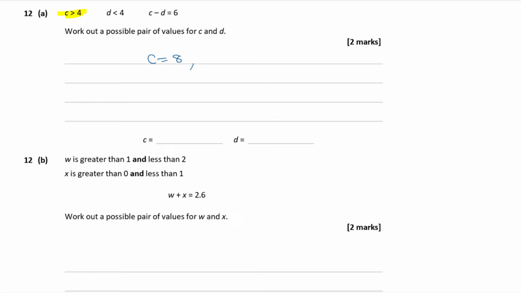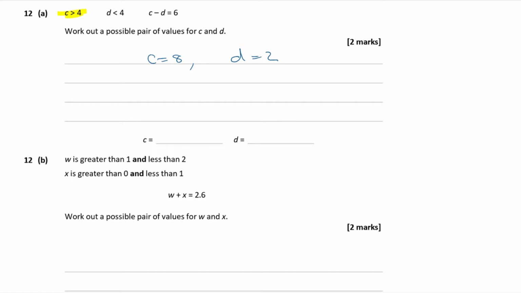Okay, and then c minus d would be 6. So 8 take away what would be 6? It would be 2, wouldn't it? So d could be 2. So if I've got c is equal to 8 and d is equal to 2, it meets both those conditions. C is bigger than 4 because it's 8. D is less than 4 because it's 2. And c minus d is equal to 6. 8 take away 2 is 6. So it works, doesn't it?